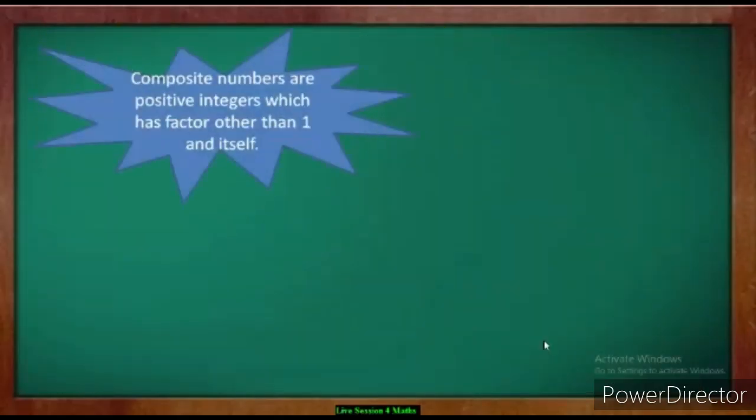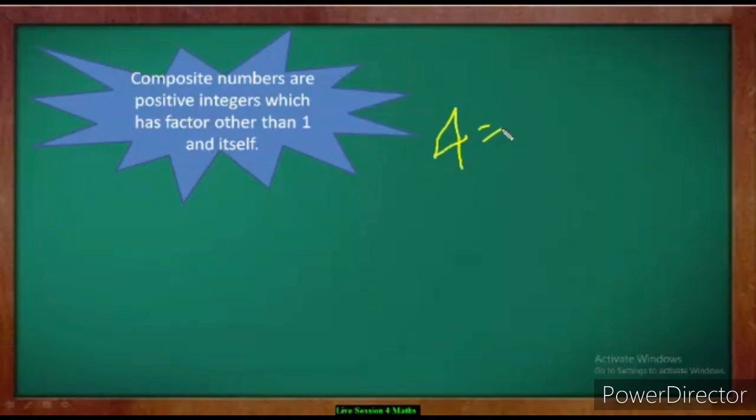360 is a highly composite number. Now see, what are composite numbers? Composite numbers are positive integers which have factors other than 1 and itself. For example, the lowest composite number, that is 4. What are the factors of 4?